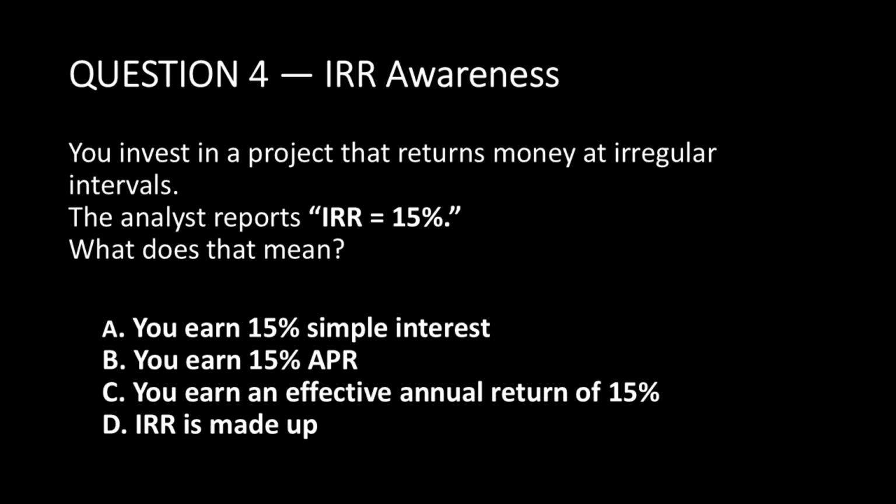A project returns money at irregular intervals. The analyst reports IRR equals 15%. This means A. You earn 15% simple interest. B. You earn 15% APR. C. You earn an effective annual return of 15%. D. IRR is made up.